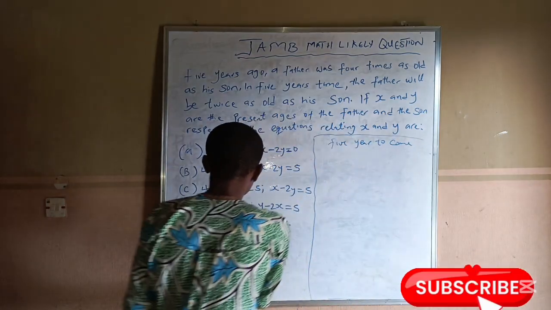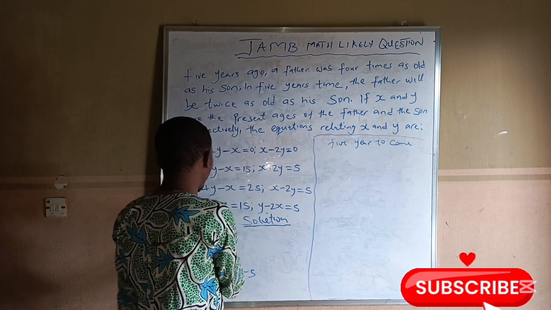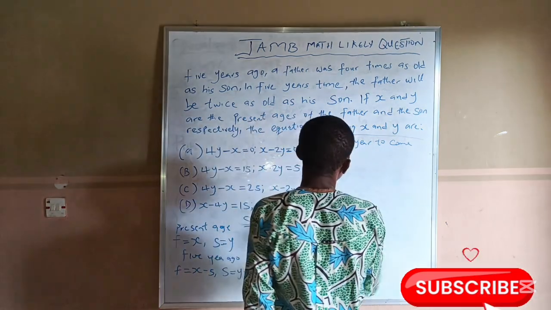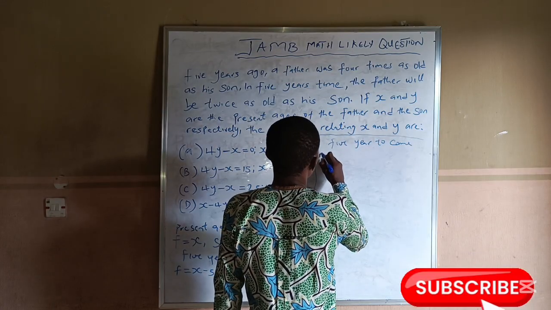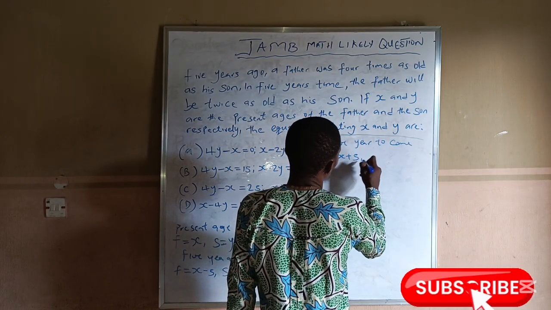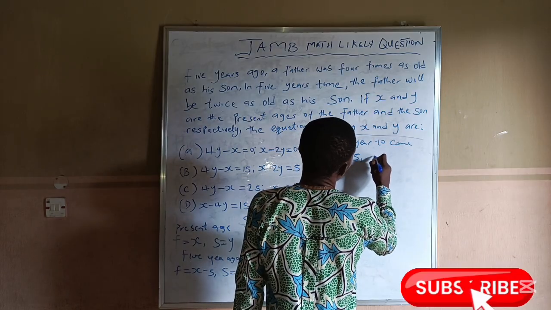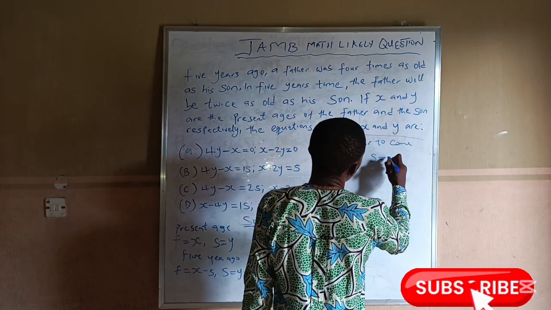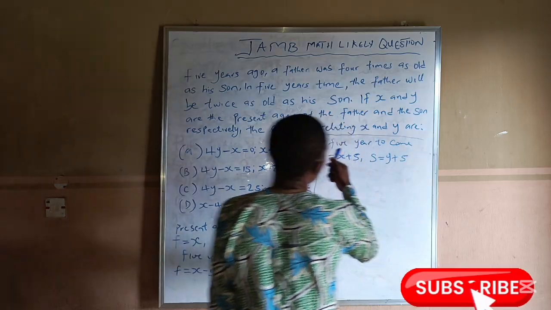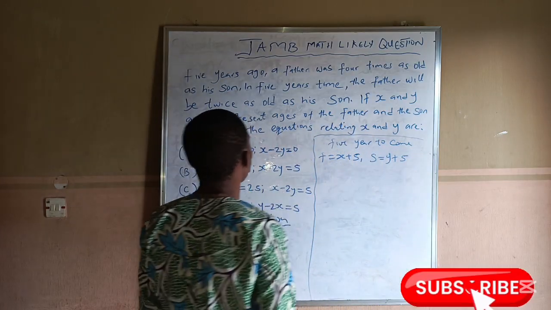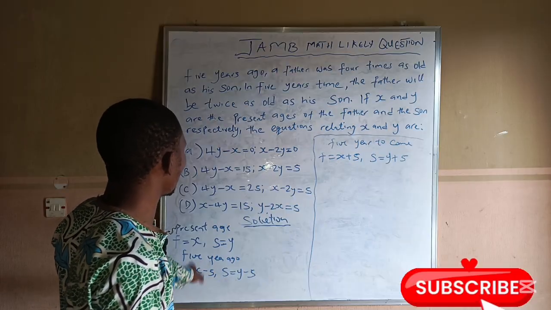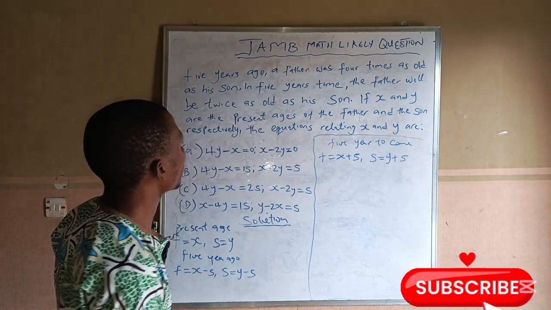Now this is the equation for 5 years ago. This is the equation for the present age. This one is for 5 years to come, that's the father will be what? Father equals x plus 5, and son, s equals y plus 5. This is the equation for 5 years to come. Now with these three equations, we can definitely go.